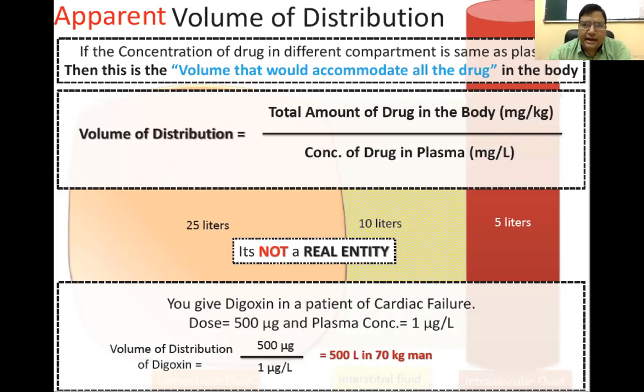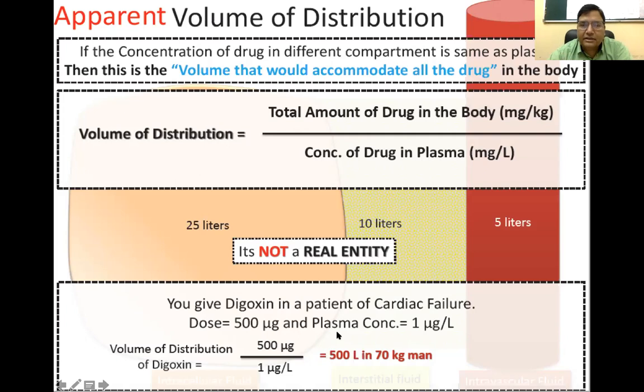Because it doesn't happen that the drug concentration in each and every compartment is the same. So if we calculate the volume of distribution, it is equal to the total amount of the drug in the body divided by the concentration in the plasma. But it is not a real entity. Why? Because the whole of the body is not a single compartment.